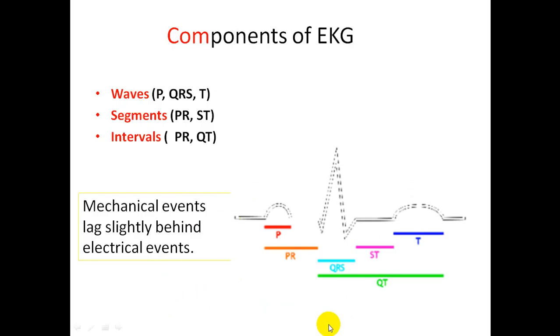So the P wave is atrial depolarization, not contraction. The QRS complex is ventricular depolarization. The T wave is ventricular repolarization. And there are the PR and ST segments and the PR and QT intervals. See, mechanical events lag slightly behind electrical events. This means there is a depolarization, then contraction. Depolarization ends, a few milliseconds later contraction follows, and mechanical activity ends after that.